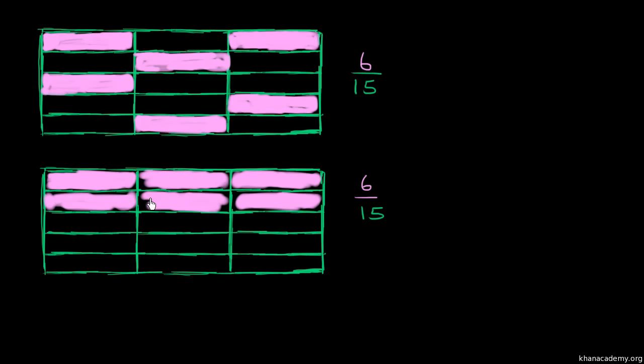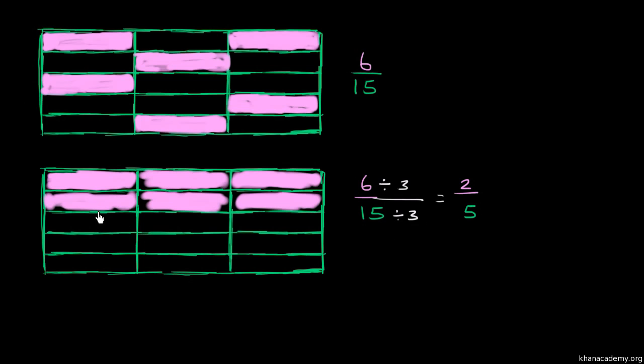But how can I simplify this even more? Well, when you look at it numerically, you see that both 6 and 15 are divisible by 3. In fact, their greatest common factor is 3. So what happens if we divide the numerator and the denominator by 3? If we do the same thing to the numerator and the denominator, we're not going to be changing the value of the fraction. So let's divide the numerator by 3 and divide the denominator by 3. And what do we get? We get 2 over 5.